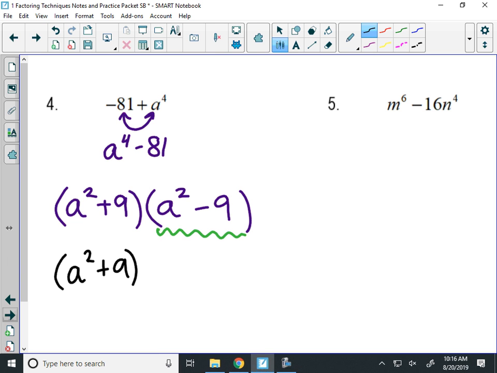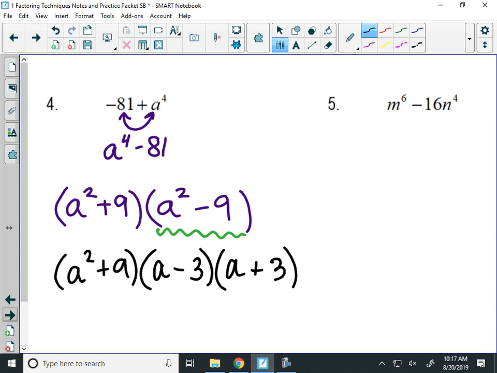The second one, I can do the whole difference of squares over again. What's the square root of a squared? A. Square root of 9? 3. Plus and a minus. Now that whole thing would be considered completely factored.